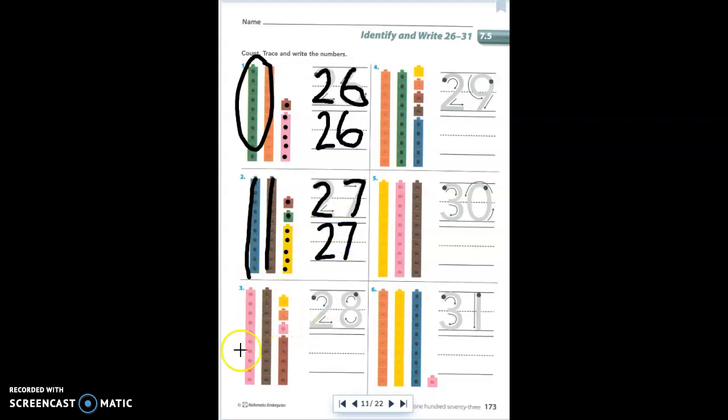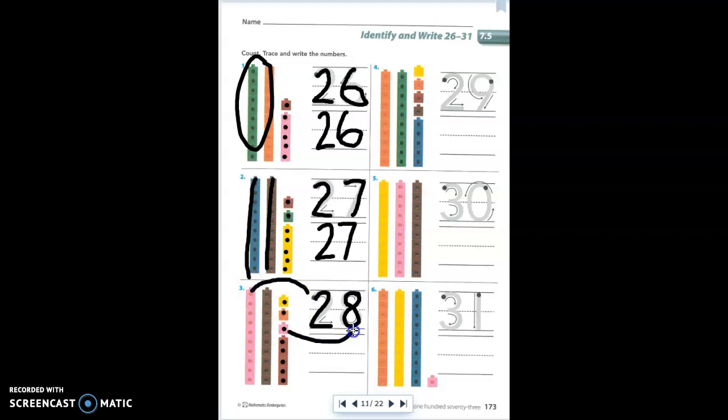Moving on, now I have 2 sets of 10 again. Here's one set, here's another. So that gives me 20. Now I'm going to count up from 20. So here's 20, 21, 22, 23, 24, 25, 26, 27, 28. 28 is represented by the 2 in the tens place and 8 in the ones. So this 2 represents the 2 towers of 10.